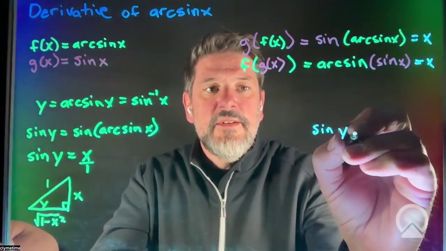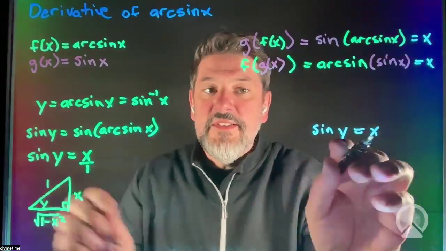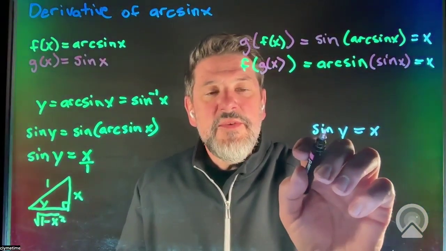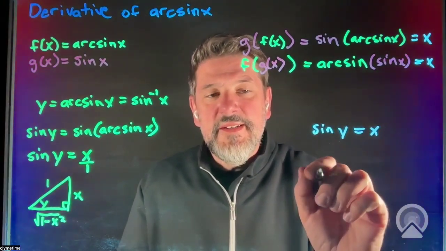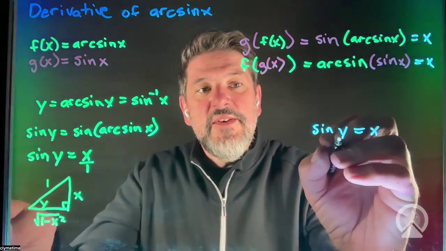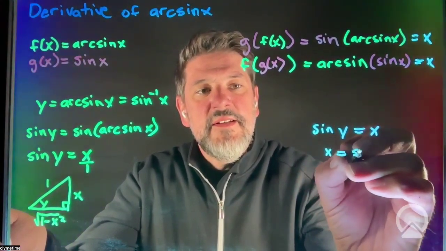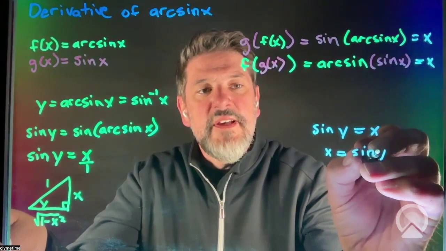So sine of y is equal to x. And this we know to be true. It's basically the exact same thing as saying y equals arcsin of x. And what we want to do is find the derivative. So I'm going to just put x on the left because we're used to having the thing we take the derivative of on the left.